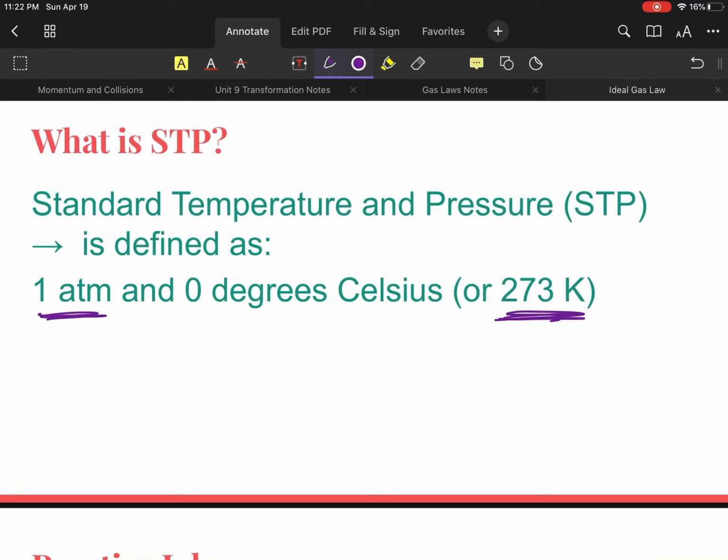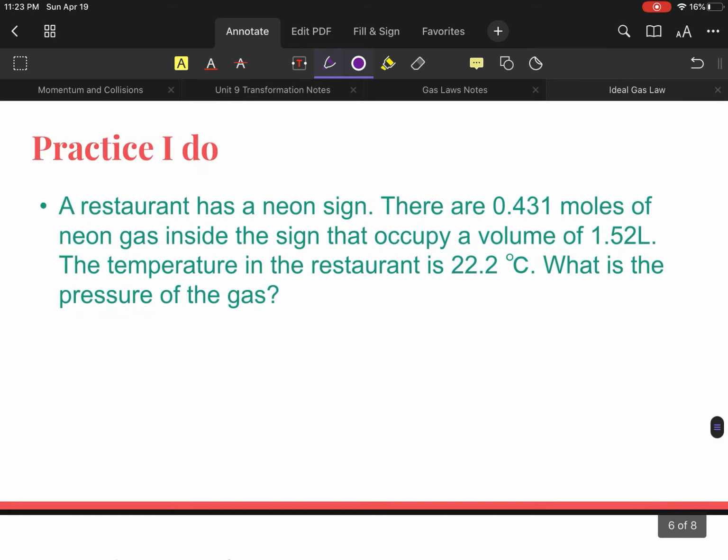We've already talked about standard temperature and pressure. It's just 1 atm, 273 Kelvin. It's a standard value, like a shortcut for chemistry. It's easier to write STP than to write out all these other words. So let's do a practice. This is on your notes sheet.